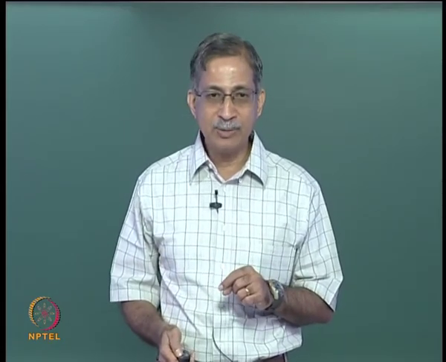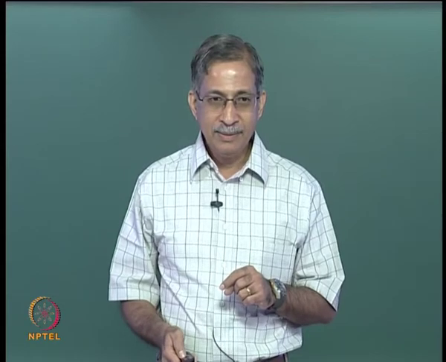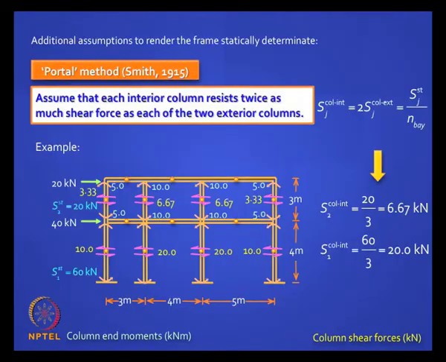How much does it work out to? 3.33 into 3 by 2 is 5, 6.67 into 3 by 2 is 10. Is it clear? So you get 5 5, 10 10, 10 10, 5 5 in a minute. Any questions?